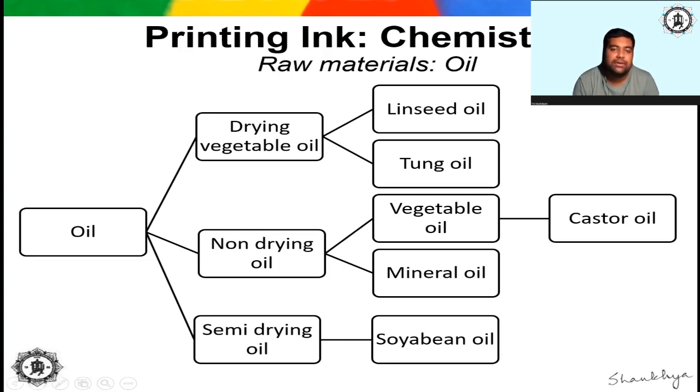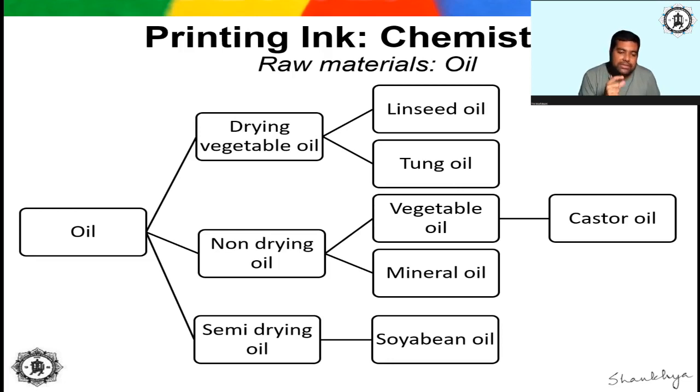Here we have classified oil in three categories primarily. One is the drying oil, non-drying oil, and semi-drying oil. Let me give you a very brief idea about what it all means. For drying vegetable oils, normally drying oils are vegetable oil only. What happens is, whenever we are using a drying oil in a particular ink, it dries with the help of aerial oxidation, which we also call oxidative polymerization reaction. Okay, I referred to it in an earlier lecture also.